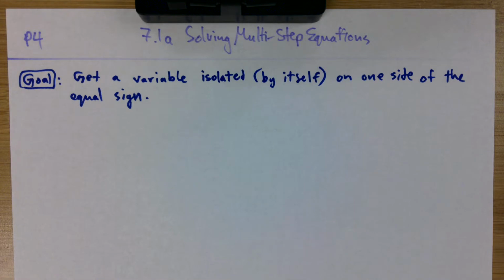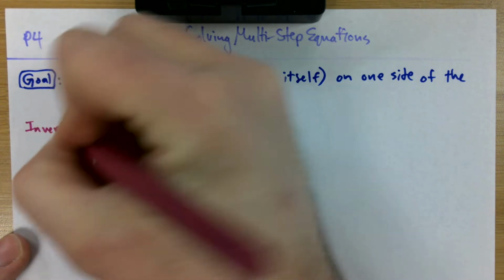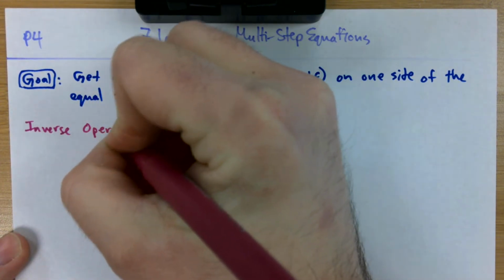So if you look at any of these problems and you go, I don't even know what to do, this is your answer. This is what you're trying to do. You're trying to get a variable or a letter, like x, isolated by itself on one side of the equal sign, right? That is our goal, and we're going to accomplish that goal by using inverse operations.